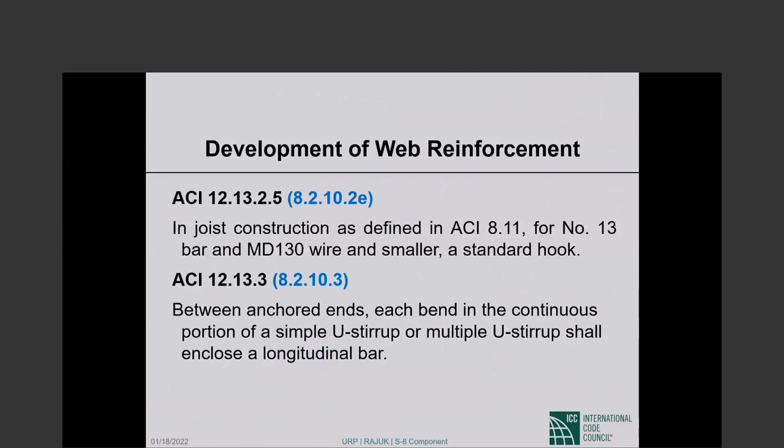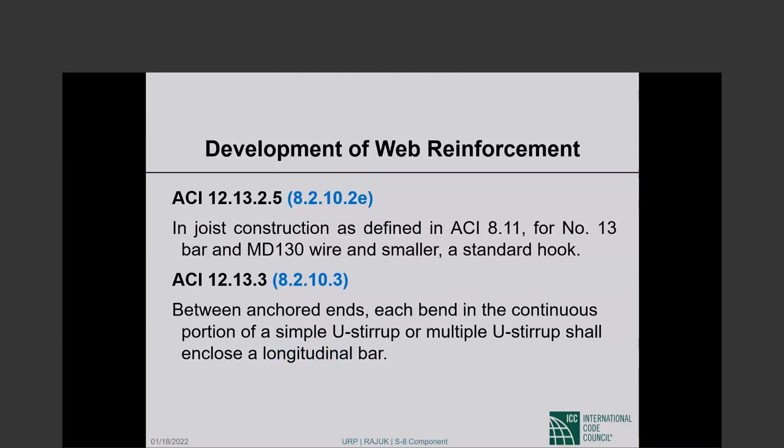Okay. In joist construction. Joist construction is defined in ACI 318. The ribs, you know what joists are. The ribs have to be 3 feet apart, and there are size restrictions. Anyway, joist construction has to meet the definition of joist construction in ACI 318.